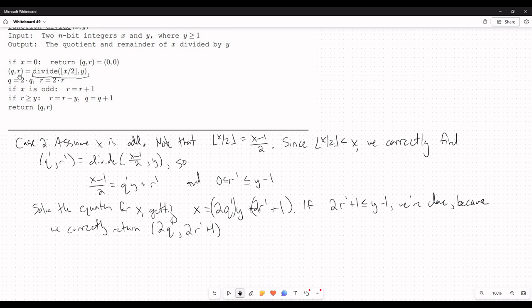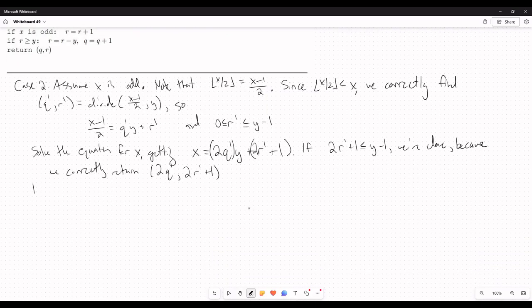Let's go ahead and just make sure that's what it returns. So we get q prime and r prime. We double them just like last time. Now that x is odd, we add 1 to this new r value. So now r is going to equal 2r prime plus 1, which is what we have here. We don't do this step, so we return what we need correctly. Okay, so that all works.